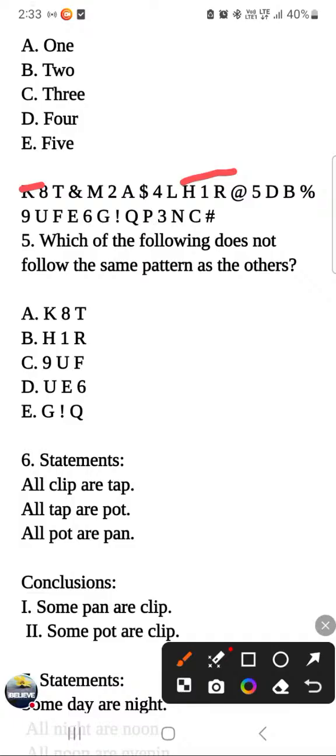Then 9UF also. Then we have UE6. We have U here, but E here. So between U and E there is a gap. There is one character, so it does not follow these three patterns. Then we will check this option also. G apostrophe Q is also following the same pattern, but the only one which is not following the pattern is UE6. So the correct answer is D.